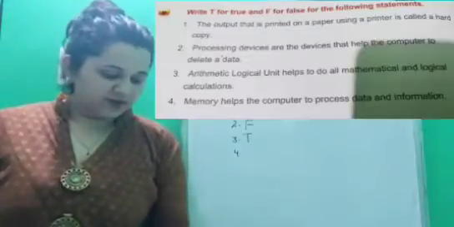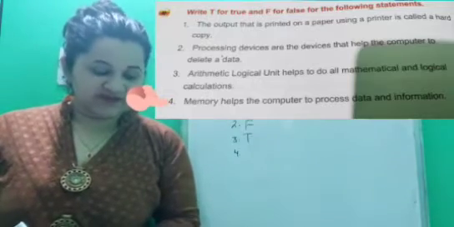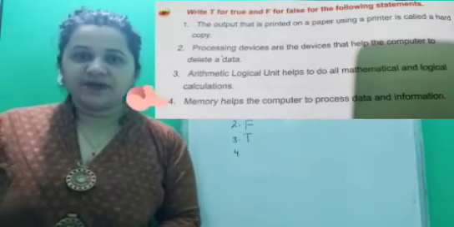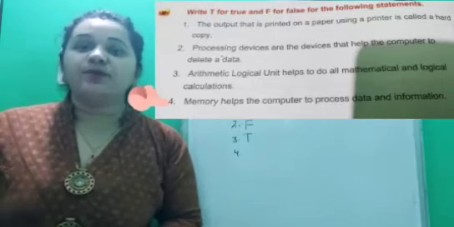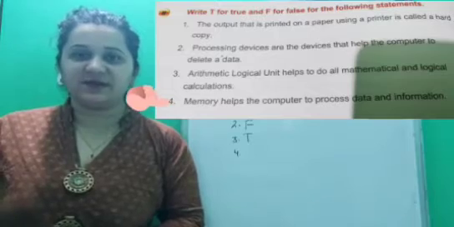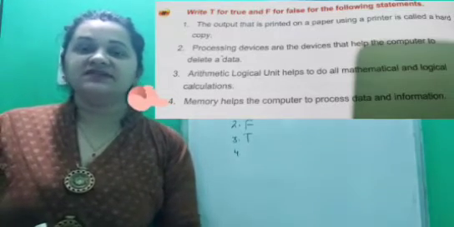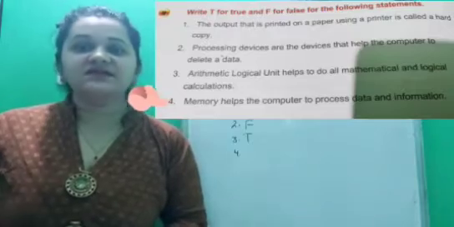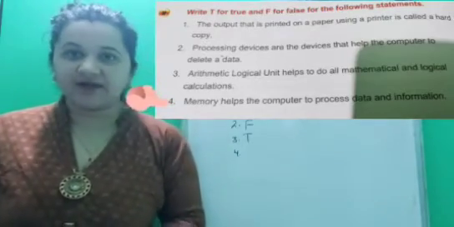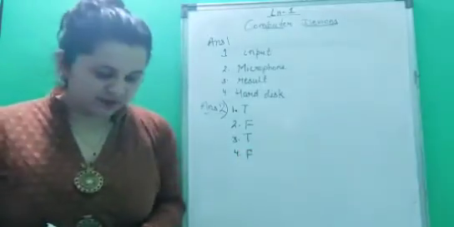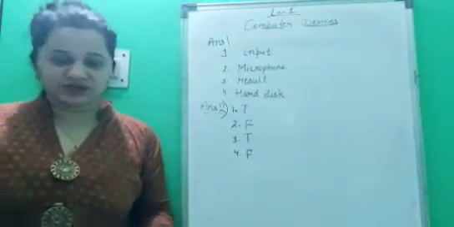Now 4. Memory helps the computer to process data and information. No, children. Then what? Processing devices help in processing. Memory is the space to store the data. So this statement is false. Write down F.